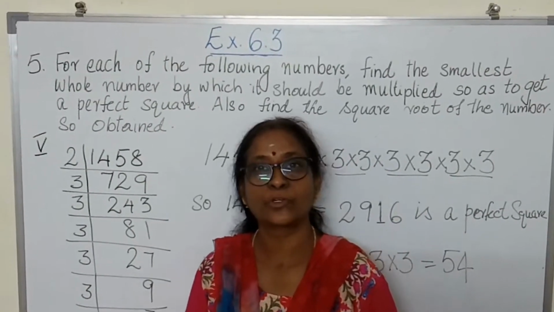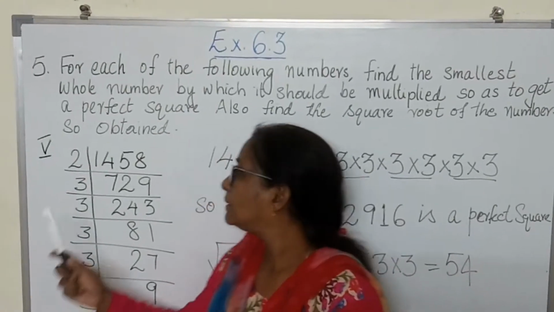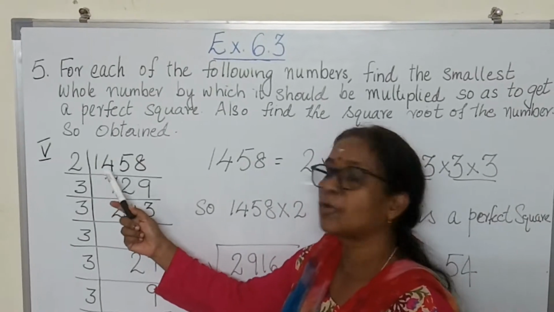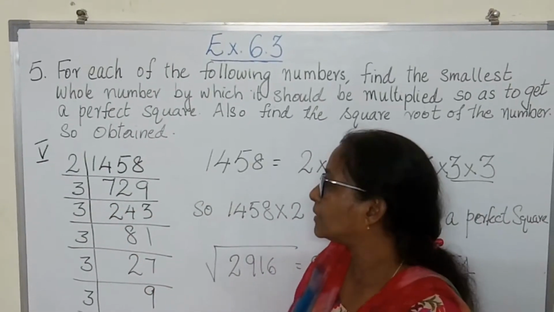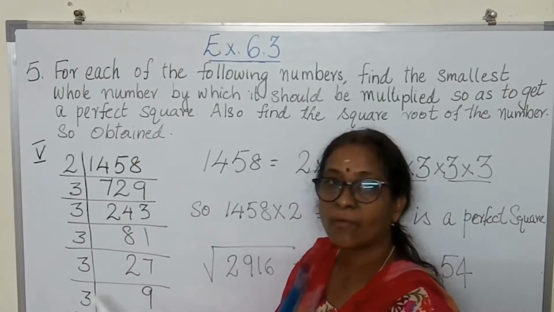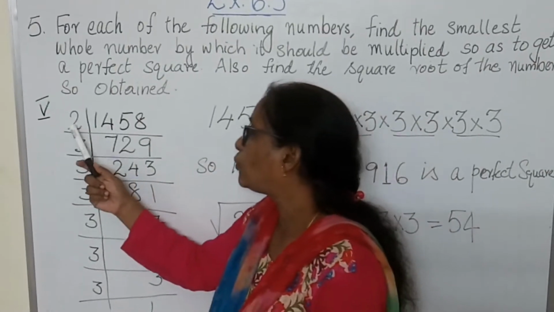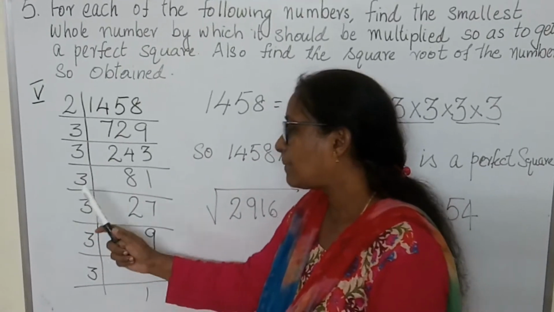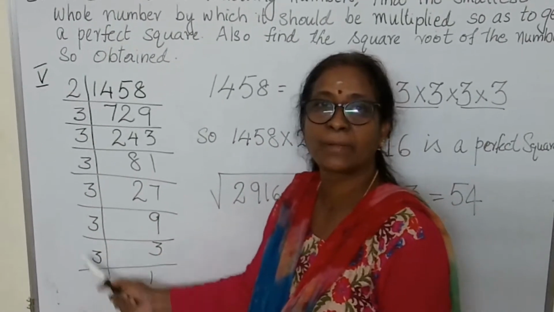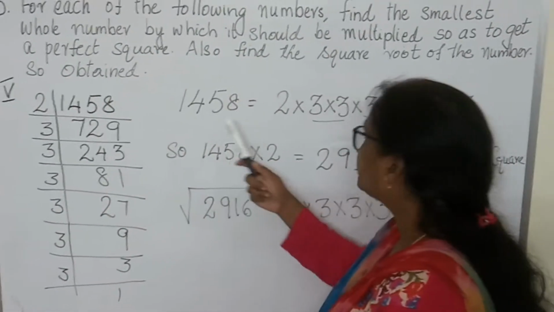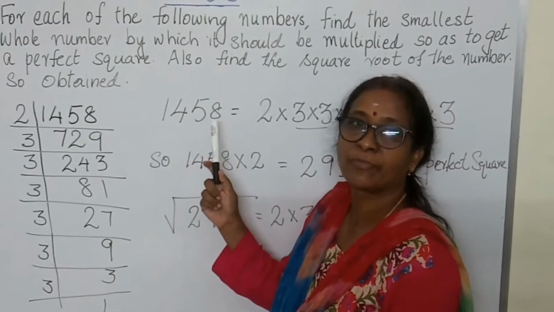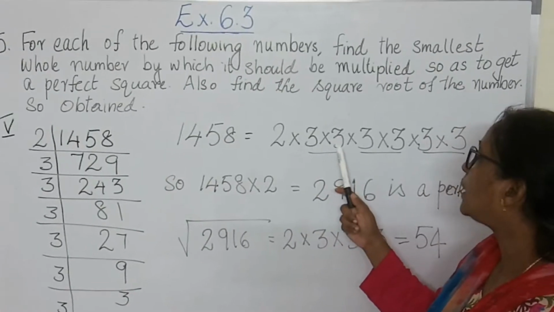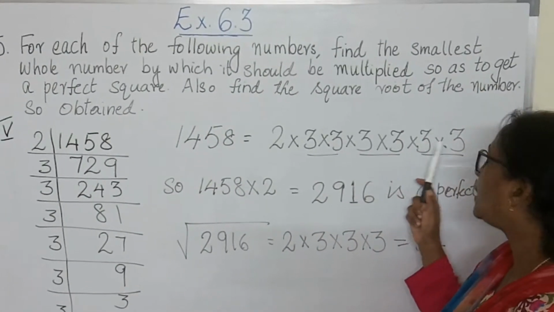Let us do one more question from that exercise. That is question number 5. The number is 1458. So factorize it. We get the factors as 2 multiplied by 3 multiplied by 3 multiplied by 3 multiplied by 3 multiplied by 3 multiplied by 3. So 1458 is equal to 2 multiplied by 3 into 3 into 3 into 3 into 3 into 3.